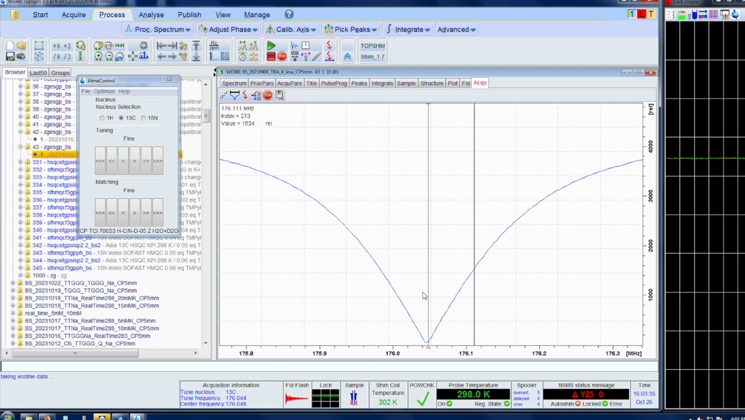In this case, the tune and match are reasonably set, so I'm not going to change this much, given that I know this probe is very sensitive to small changes. Any tune and match I do on carbon will end up changing a lot, and I know for a fact this is one of the best that we could achieve in the probe. So I'm moving on to proton.